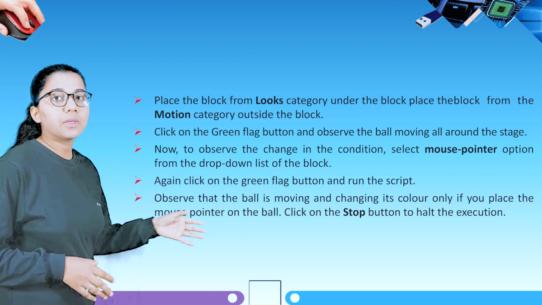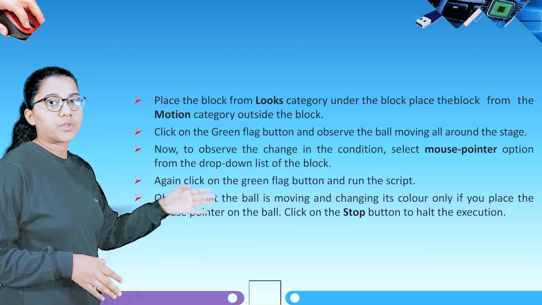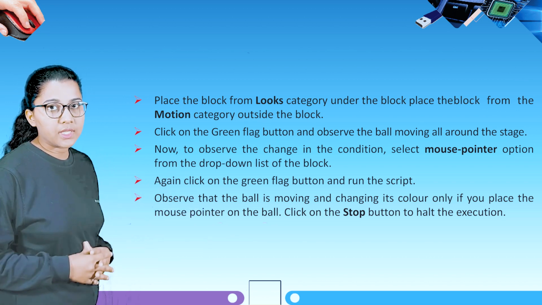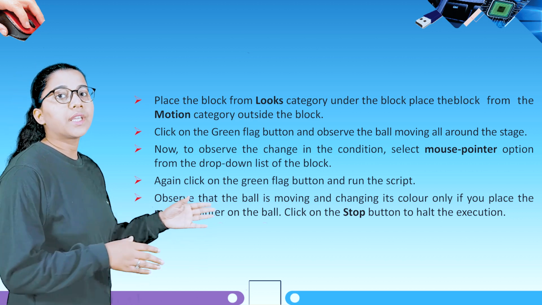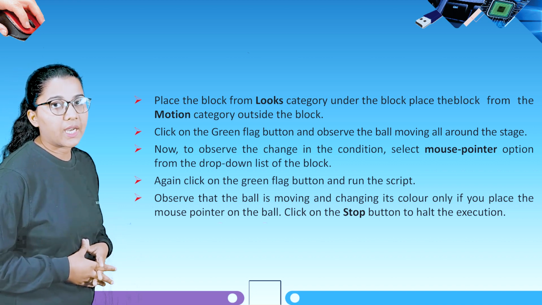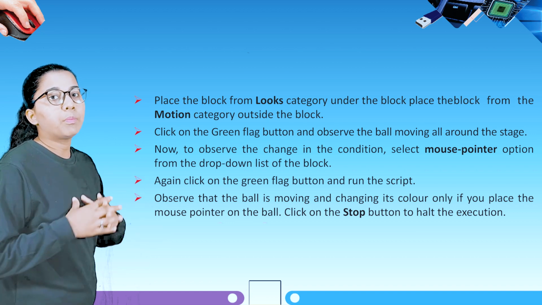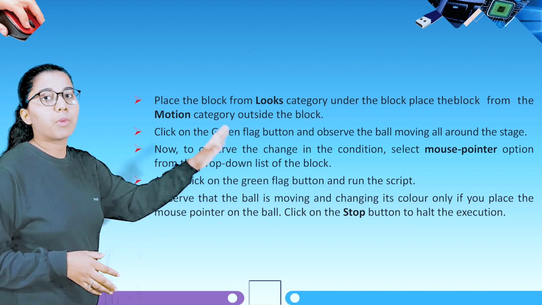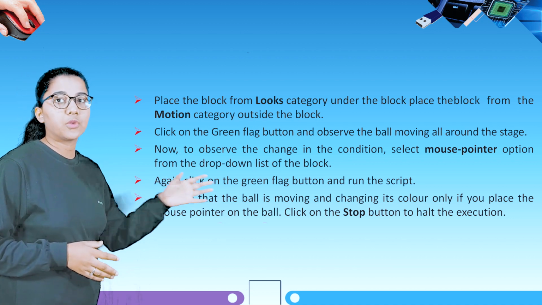Now, to observe the change in the condition, select the mouse pointer option from the drop-down menu list of the block. Again, click on the green flag button and run the script. Observe that the ball is moving and changing its color only if you place the mouse pointer on the ball. Click on the stop button to halt the execution.